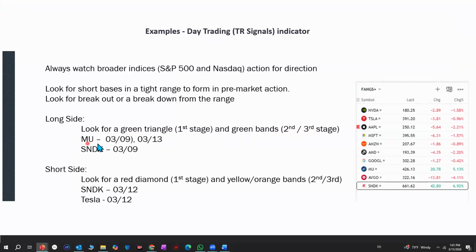So long side MU 30. I just explained 13th Friday. We will look at Monday as well, both MU and SNDK, and then we'll take a look at the short side. Although I don't want to take a look at the short side very honestly, these days markets are better on the short side rather than on the long side.